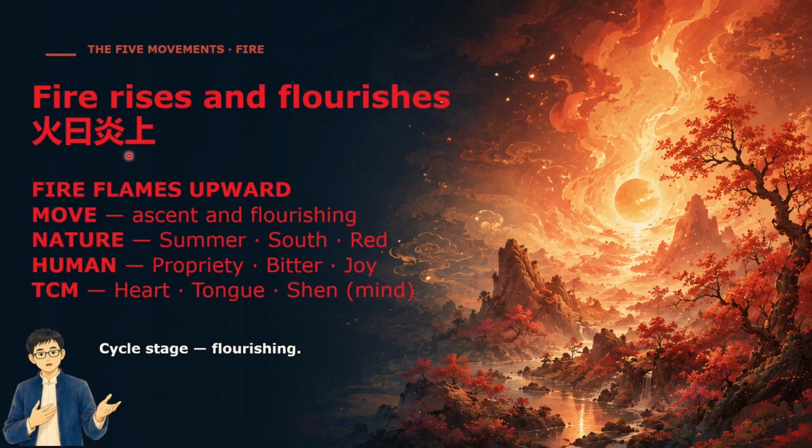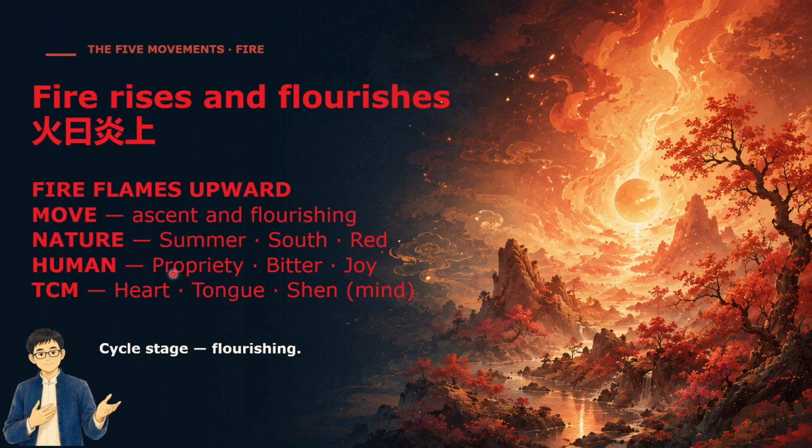Fire flames upward. Fire represents an ascending movement. Because flames naturally rise, fire symbolizes heat, brightness, activity, and the movement toward a peak. Fire in the natural cycle is flourishing and reaching maturity, so it corresponds to the summer, the south, the color red, and the virtue of ritual propriety.